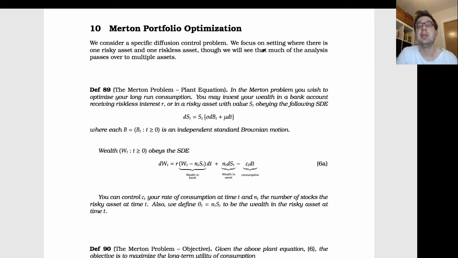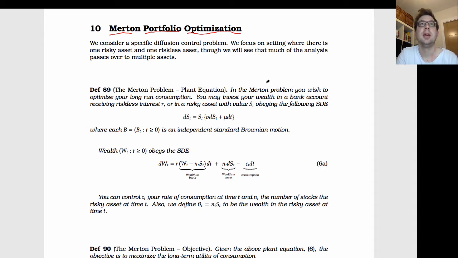Whereas what I want to do is something where we're actually looking to sequentially invest in time given the wealth that we have. Okay, so we want to forward plan using diffusion control techniques. So this is what leads us to Merton's idea of portfolio optimization. You might recall that Merton was one of the guys who won the Nobel Prize in economics for developing the Black-Scholes formula.